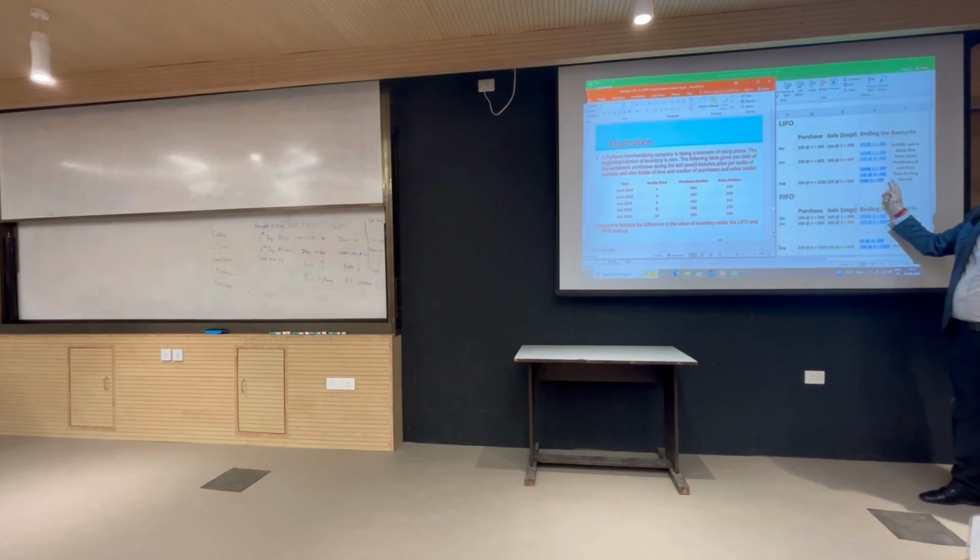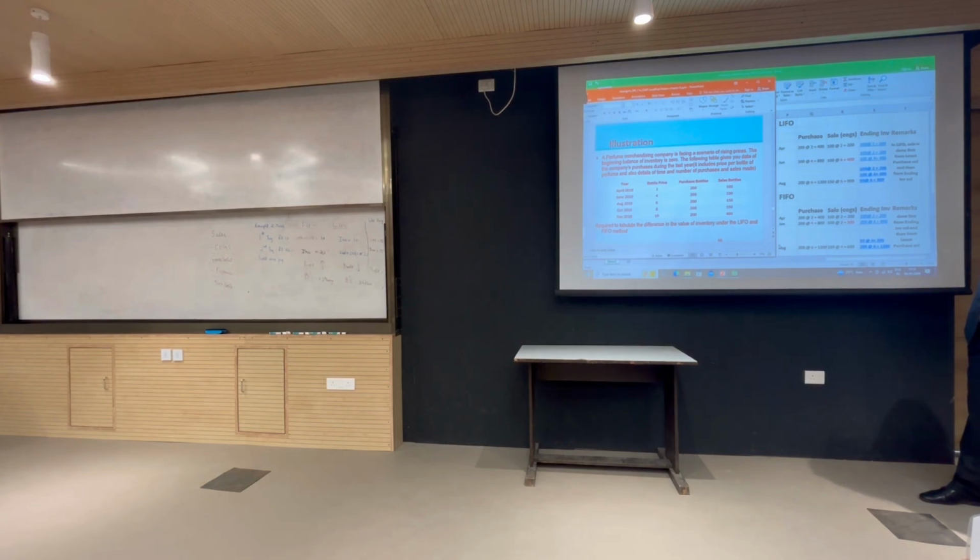Are you seeing that ending inventory? Are you all clear? Yes. Anyone not clear? Simple, right? So now I have done up to August. After 2-3 minutes, I will give you 5 minutes. Leave some space for October and December.